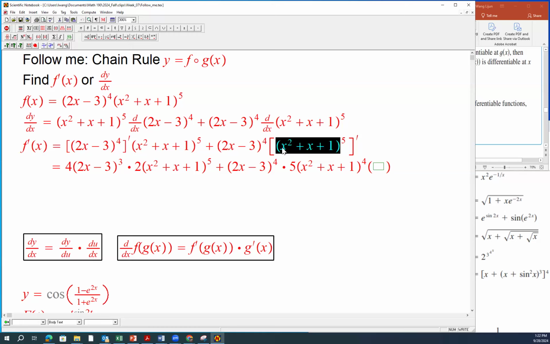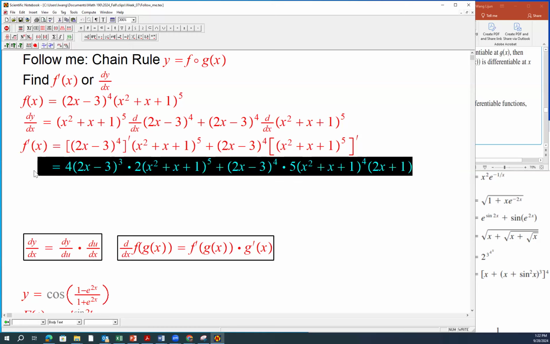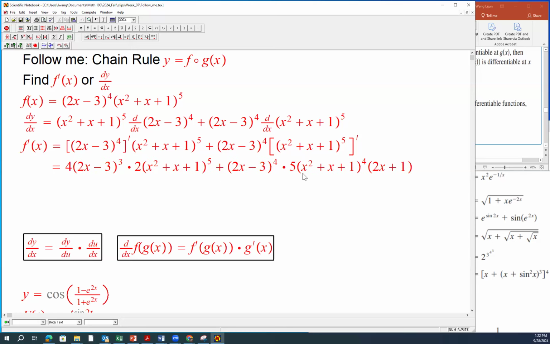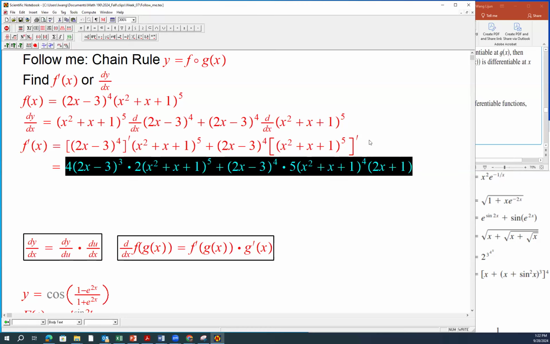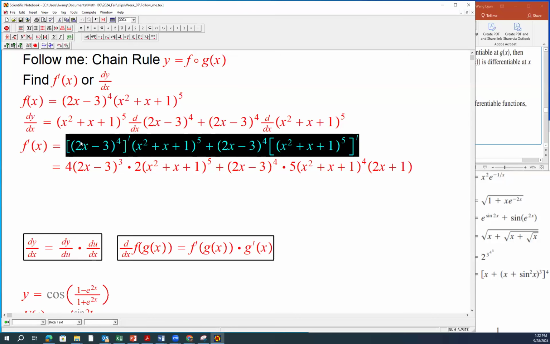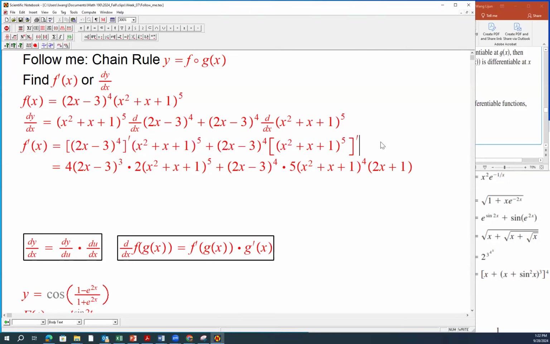We know what v was. v was x squared plus x plus 1. So that derivative is going to be 2x plus 1. So now the differentiation is done. And how much work do we really need to show? From here, the next line, do you have to show this part? You don't. You don't have to show that part, okay?